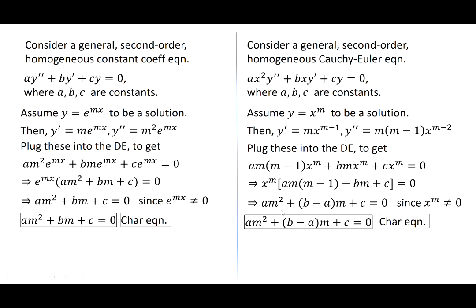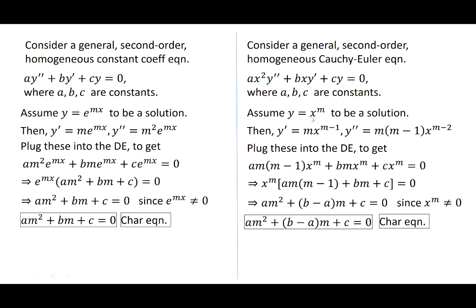And we know what to do. That is, we need to solve for m. We need to find the roots of this characteristic equation. Let's say 2 and 3 are the roots. Do we know what the two solutions are?